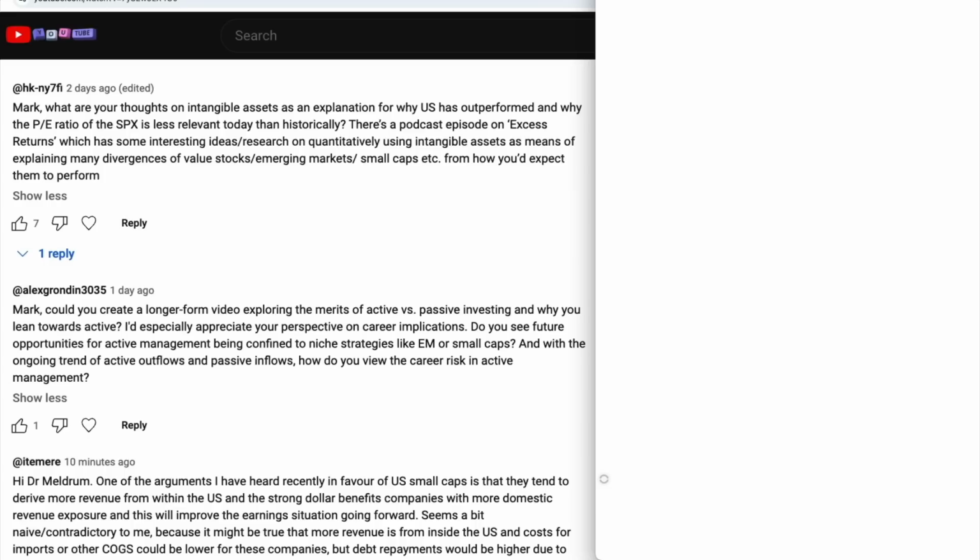What are your thoughts on intangible assets as an explanation for why the US has outperformed and why the PE ratio of the SPX is less relevant today than historically? There's a podcast episode on excess returns, which has some interesting ideas and research on quantitatively using intangible assets as a means of explaining many divergences of value stocks, emerging markets, small caps, from how you expect them to perform.